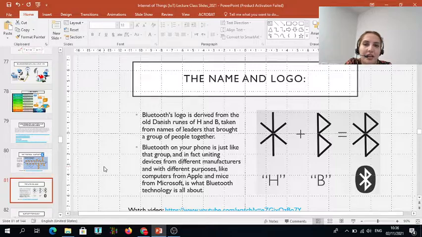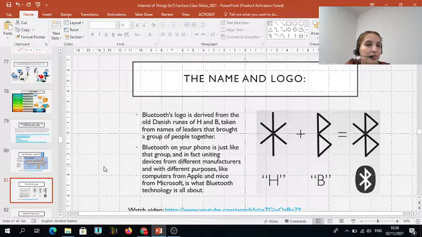So the logo is taken from two letters, H and B. And it seems that, based on history, there were old Danish kings, and they kind of joined together, and as a result of that agreement or working in unison, they combined their names together and came up with that kind of sign.